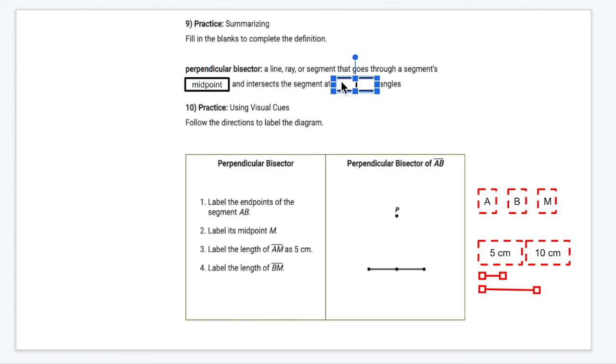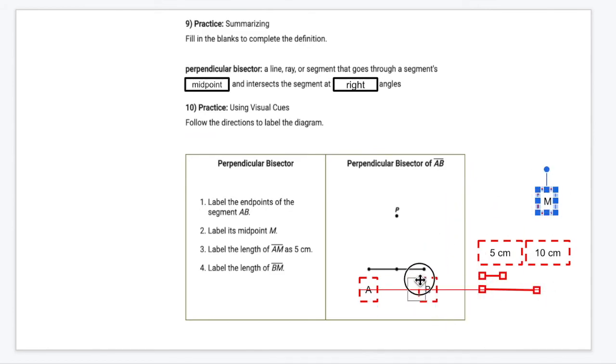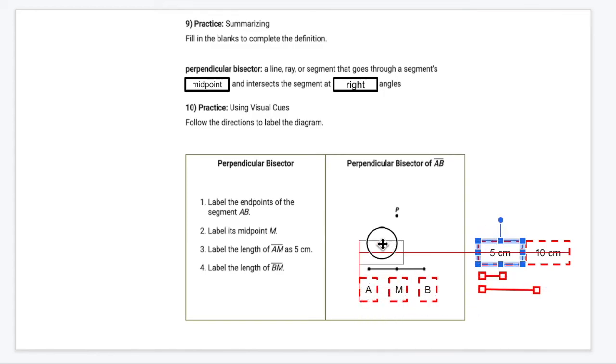And it intersects at right angles to the given segment, right? So let's actually practice diagramming this. The first thing we want to do is label the endpoints of our segment AB, and that's what's going to be cut in half by this perpendicular bisector. And then I have a midpoint M right over here, right in the middle. So I know that AM and MB are going to be two congruent parts. I'm going to label AM as 5 centimeters.